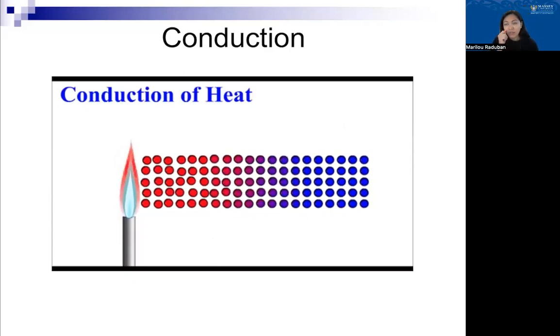So I think the key thing you need to remember, to distinguish conduction from the other mechanisms of heat transfer, is that in conduction, the two objects need to be in direct contact with each other, because that's the only way that heat is transferred from the hot object to the cold object.